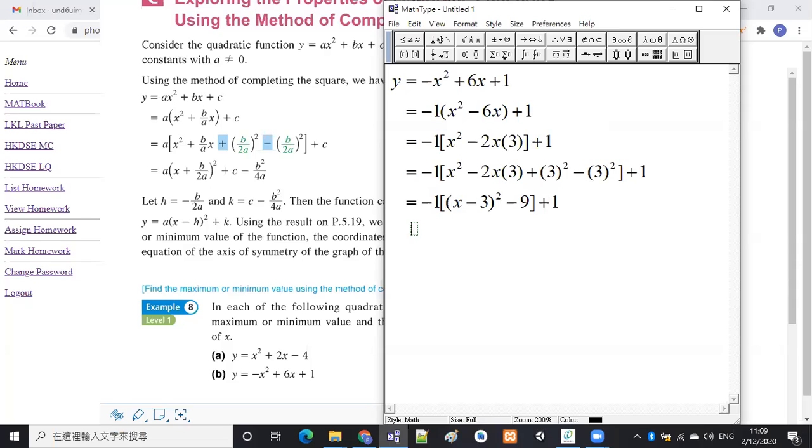Okay, and then I will multiply the -1 to the square bracket. So the -1 multiplied by (x minus 3) squared, and then the -1 is multiplied to the minus 9. It becomes plus 9, and then plus 1. Finally, I just add the constant terms together. So it becomes -1 times (x minus 3) squared plus 10.